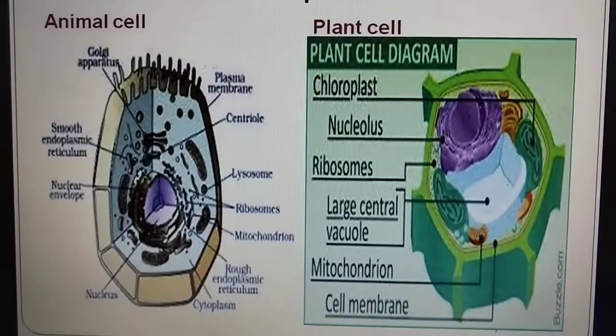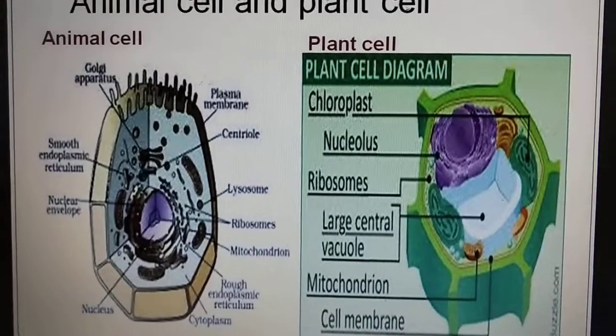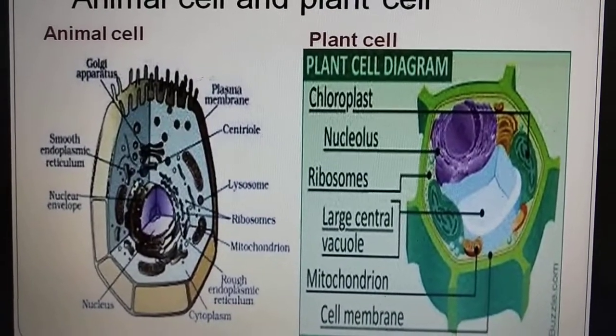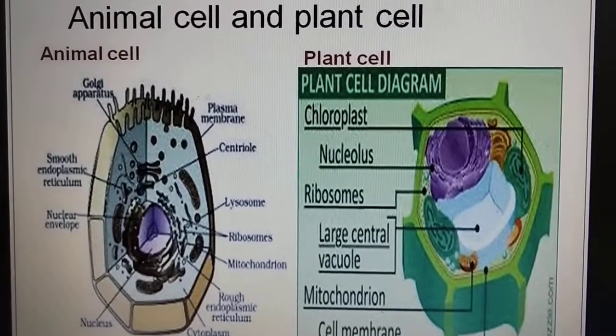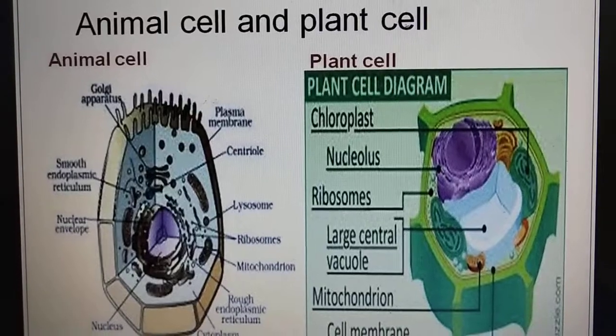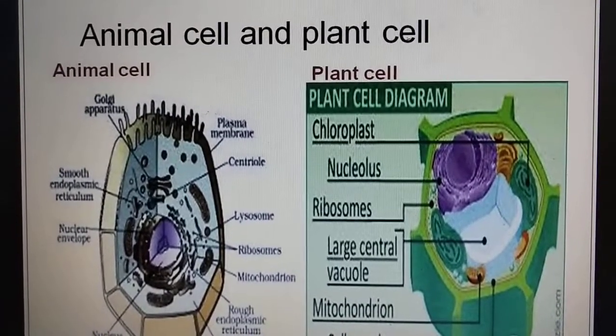The differences between the plant cell and animal cell you studied in 8th standard only, so I won't tell you the differences. That will be homework for you. You have to write the differences between plants and animals, at least 8 differences you have to write. Okay, so the next topic I'll start in the next period.